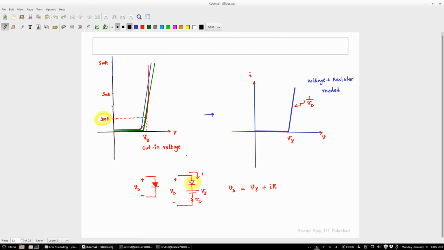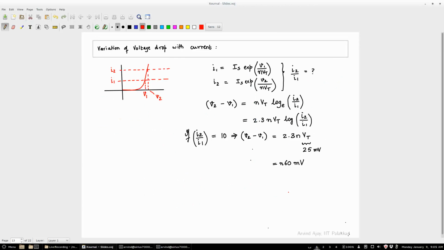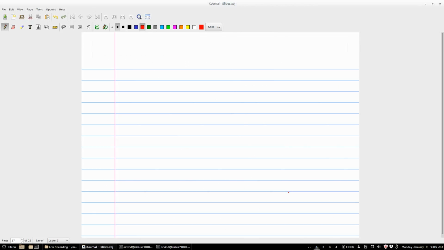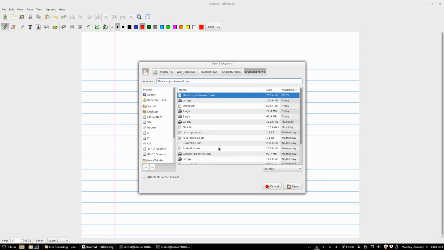Okay, there was just one error the other day. People pointed out that this is not IR. This should be I times RD. Okay, there is no capital R there. Okay, that was an error.